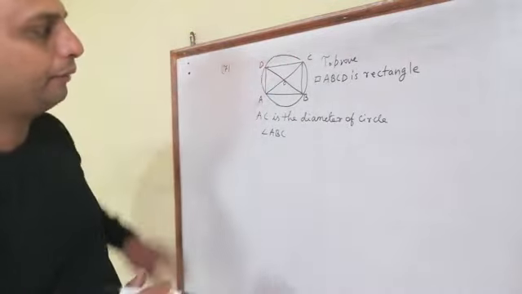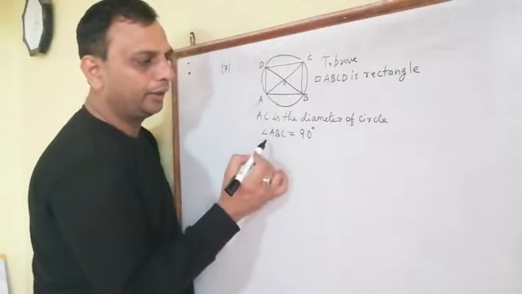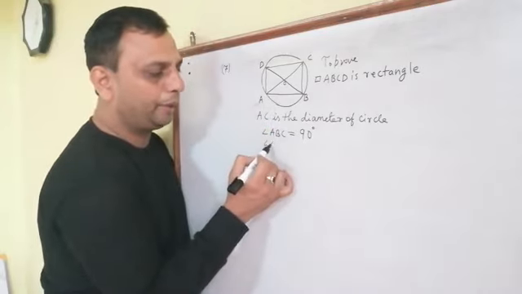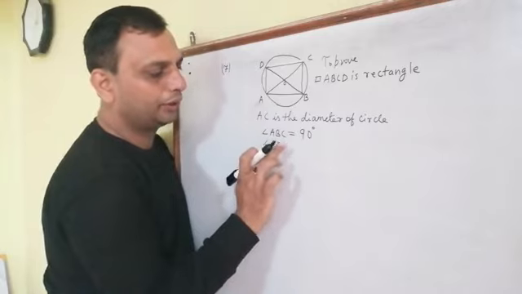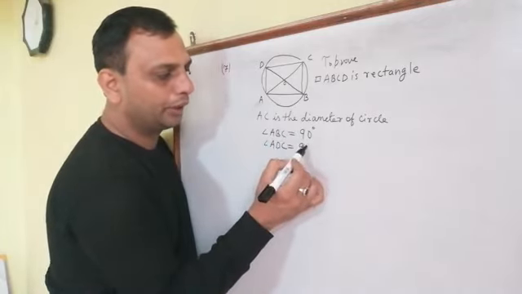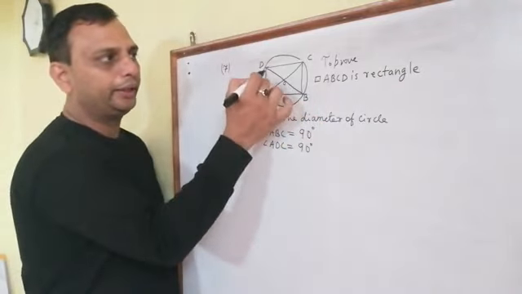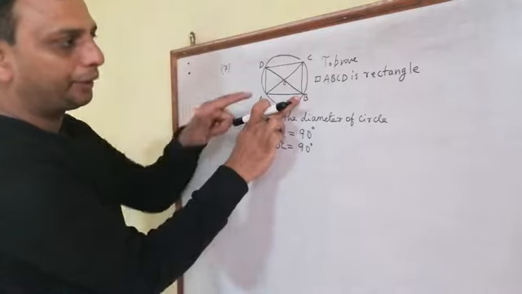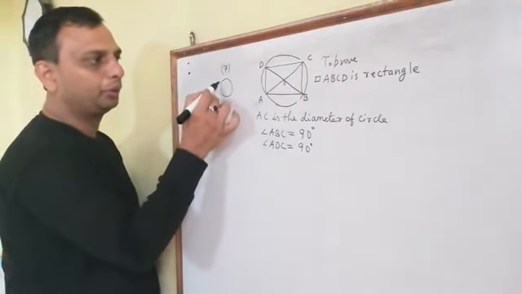B and D. ABC is equal to 90 degrees and ADC will also be 90 degrees. ABC here will be 90, and here will be 90, because AC is the diameter, so the angle in the semicircle will be 90 degrees. If you want to understand, you can do it in this way also.